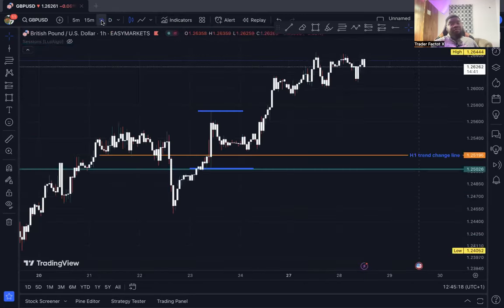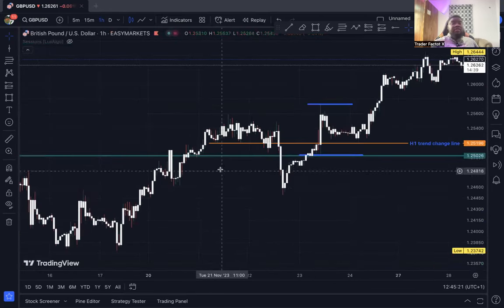Going back to the 1 hour time frame, you will discover that these are former keys.